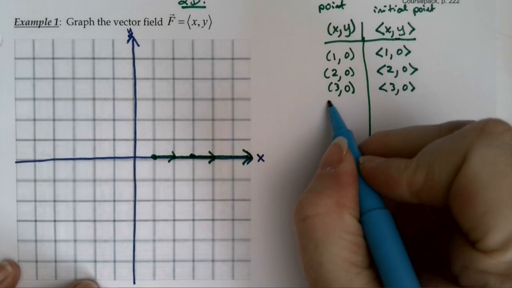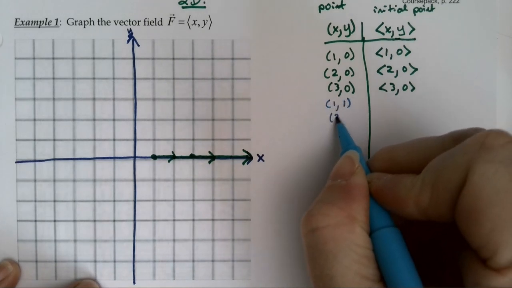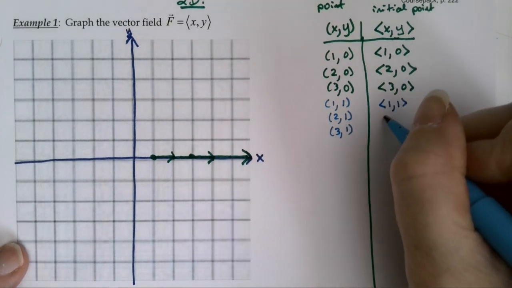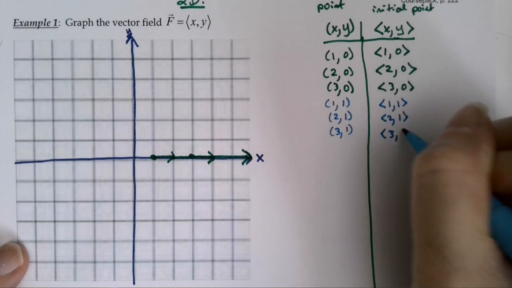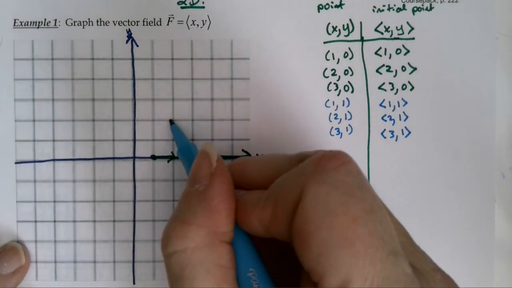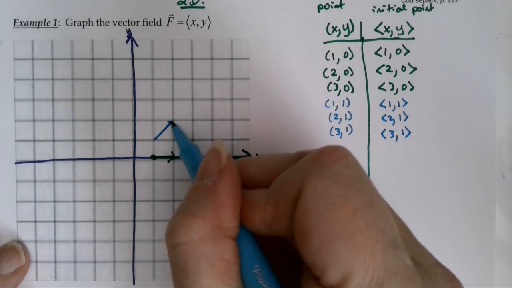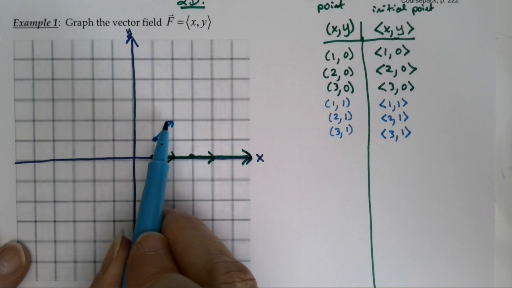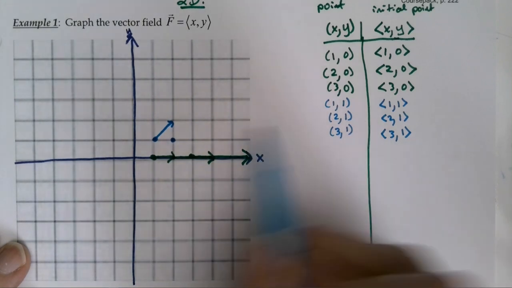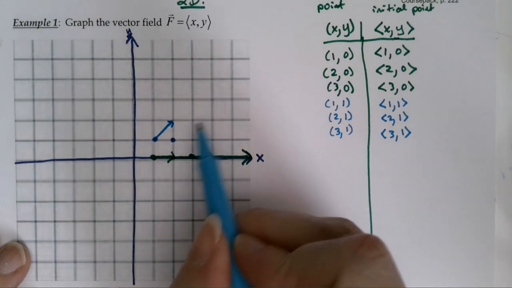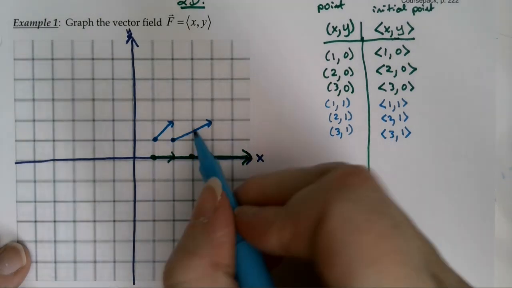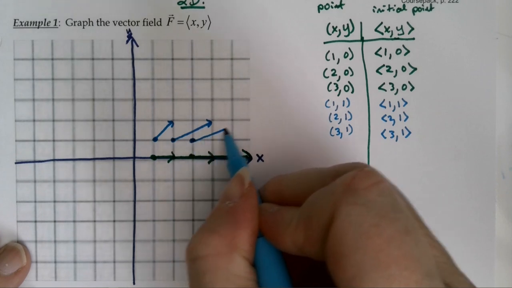Let's look at (1, 1), (2, 1), and (3, 1). That would give us vector <1, 1>, vector <2, 1>, and vector <3, 1>. Okay, so (1, 1) is this point right here. So I have a vector out <1, 1>, right? Over x, up y. So it goes like that. It starts at (1, 1) and goes over 1, up 1. Then at (2, 1), which is right here, I have a vector that starts at (2, 1), goes over 2, up 1. So it looks like that. And then at (3, 1), it starts at (3, 1) right here, goes over 3, up 1, like that.